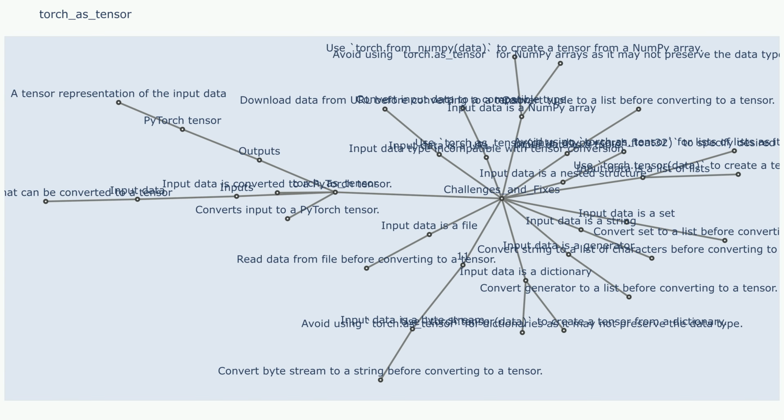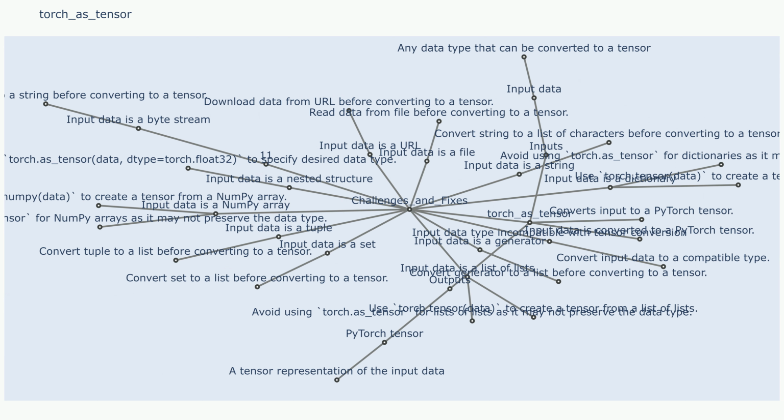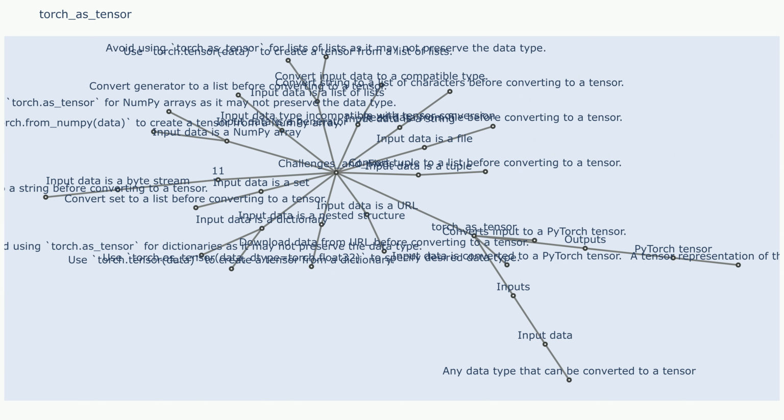torch.as_tensor. Description. The torch.as_tensor function converts a given input to a PyTorch tensor. This function operates in place, meaning it doesn't create a new tensor object, but rather modifies the existing one. If the input is already a tensor, as_tensor returns the same tensor object.